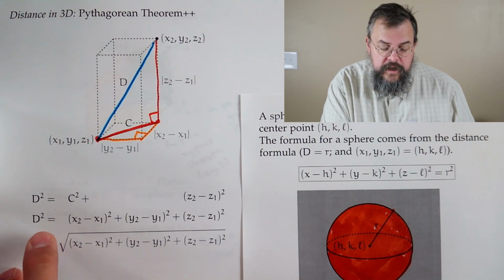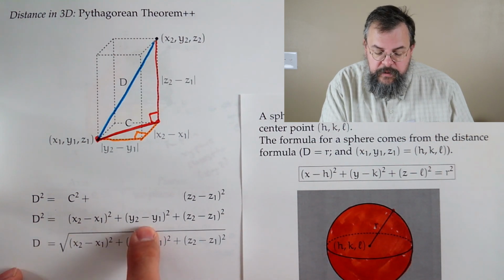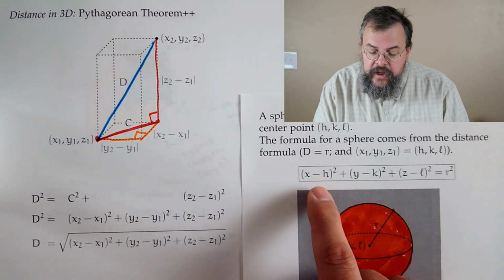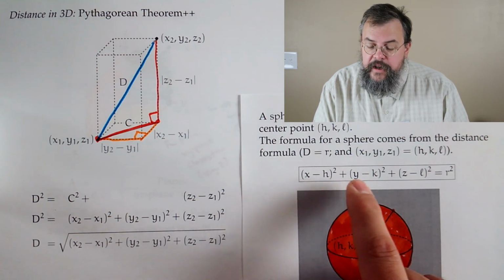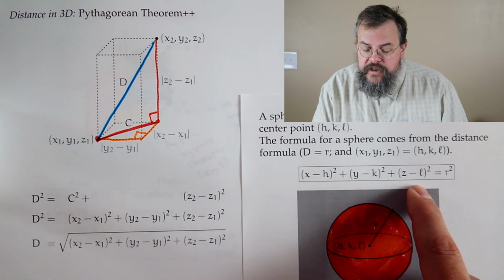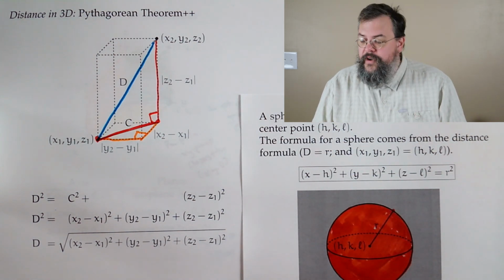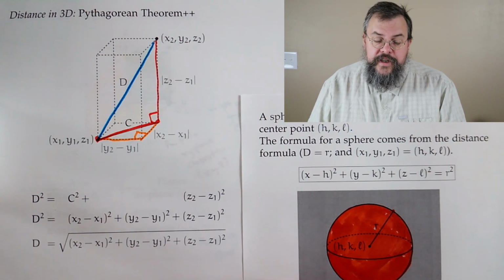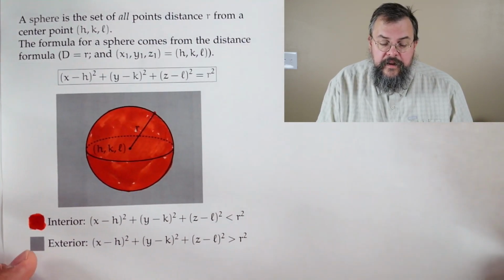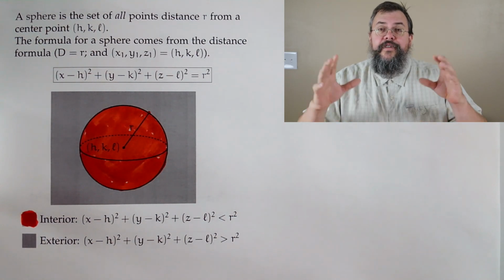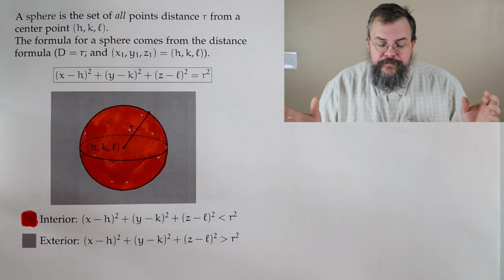R squared is the change in x squared plus the change in y squared plus the change in z squared. That's exactly what's showing up here. This is the change in x squared plus the change in y squared plus the change in z squared equals r squared. So ultimately, the formula for a sphere, same for a circle, just comes down to saying there's a distance involved. And once we understand that, there's no mysticism about where the formula comes from.